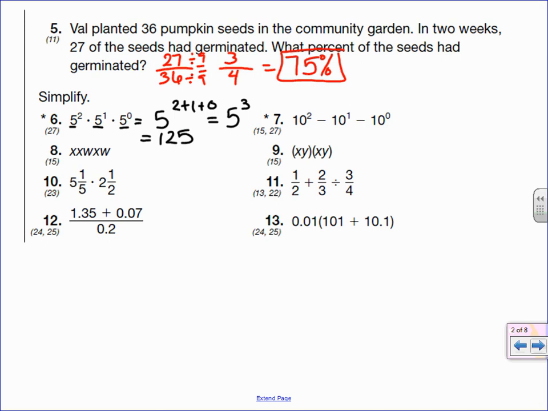The other way that you could do it would be to actually figure out what each individual thing is. So 5 squared is 25. 5 to the first is 5. And 5 to the 0, well, anything to the 0 power is 1. So 25 times 5 is 125 times 1 is 125.